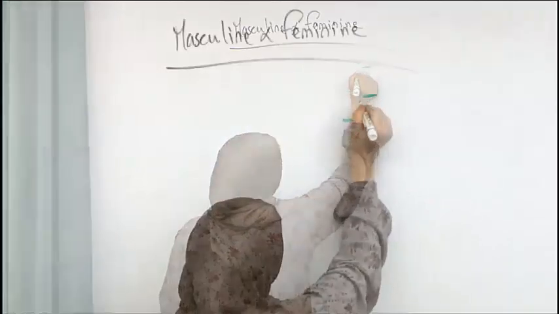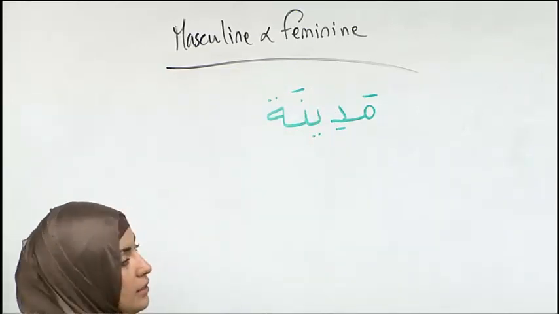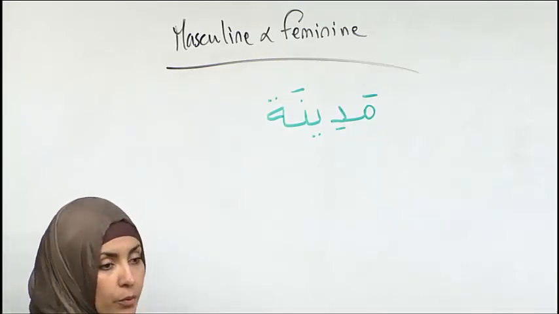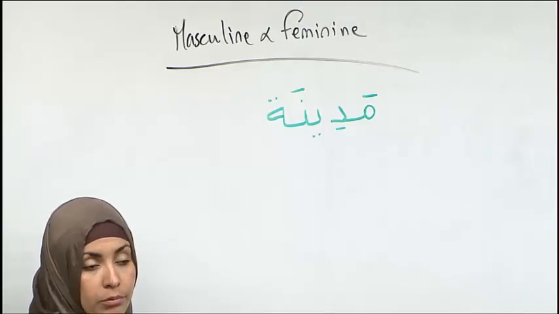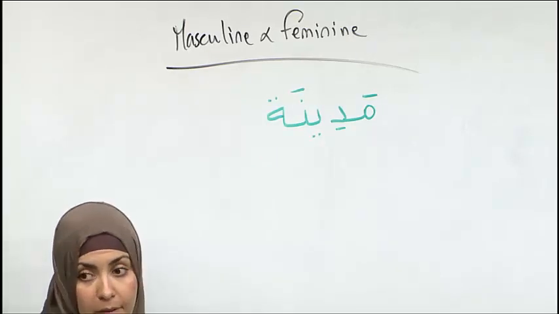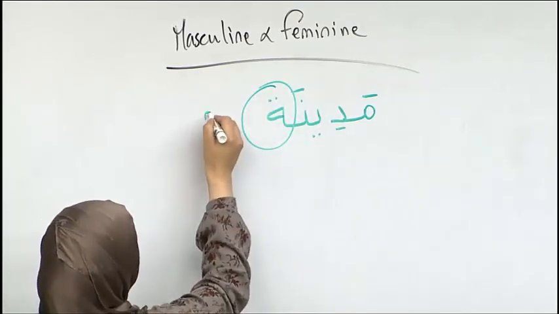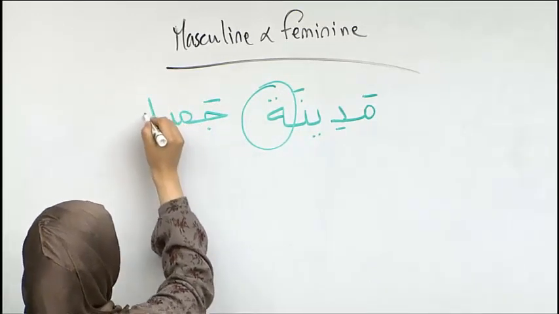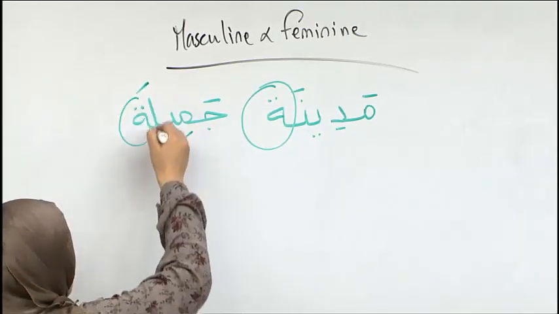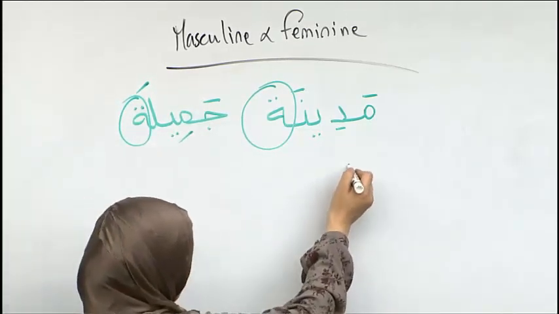So let's take Medina. Does anyone know what Medina is? City. And you want to say a nice city or a beautiful city. Beautiful takes feminine as well, because Medina is feminine. Medina jamila. I'm going to keep the same adjective, but I will change the noun.